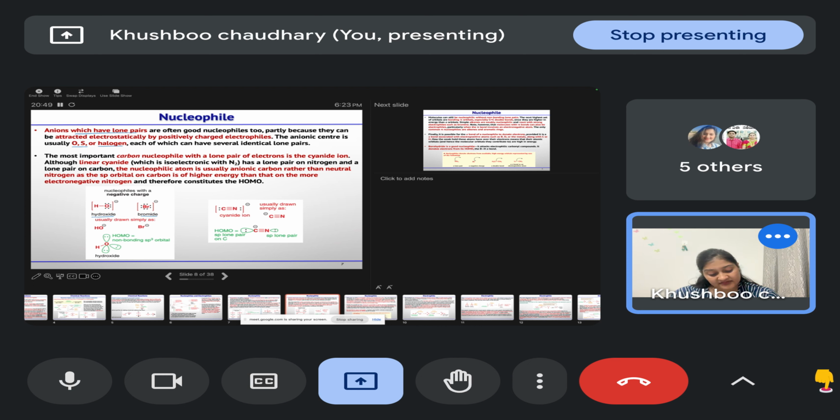and another example is cyanide ion. In the case of cyanide, carbon has a negative charge on the sp hybridized carbon. Nitrogen has a lone pair of electrons, but carbon, being less electronegative in nature, will donate its electrons more easily than the nitrogen and hence participate in the reaction. So in the case of cyanide, your HOMO is the sp lone pair on the carbon atom, not on the nitrogen atom.